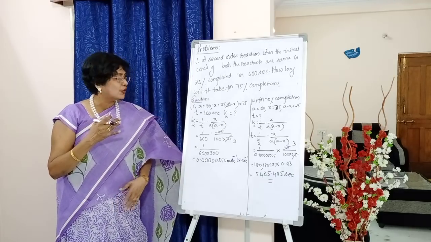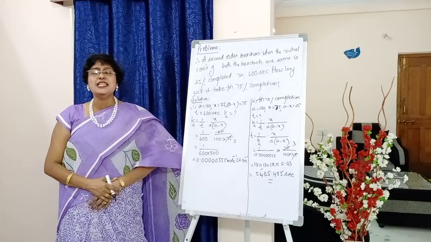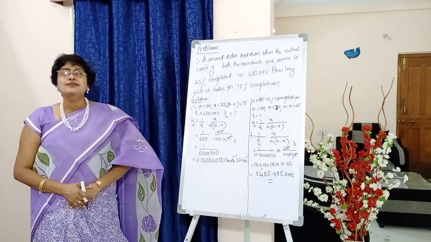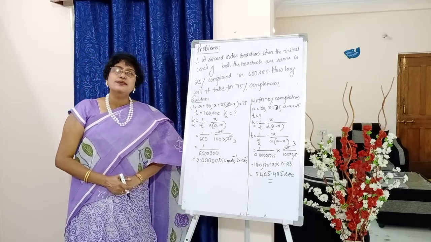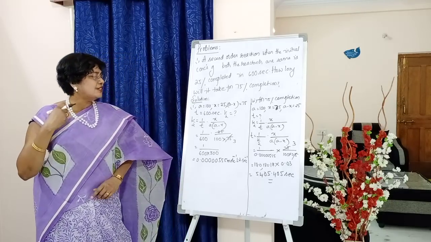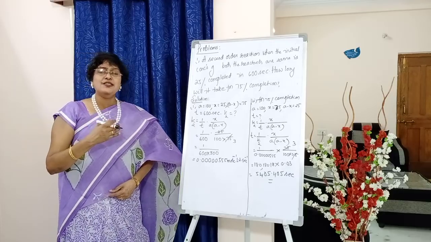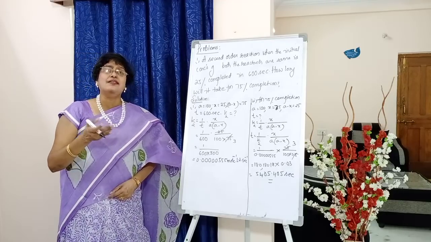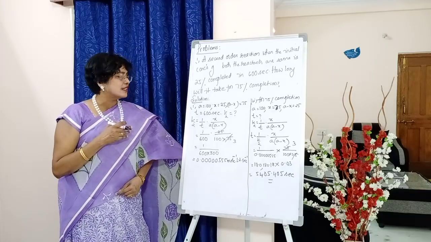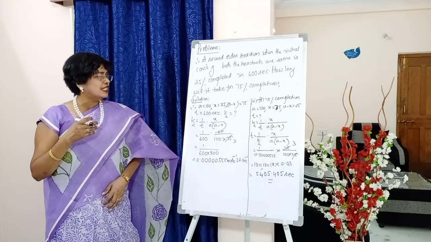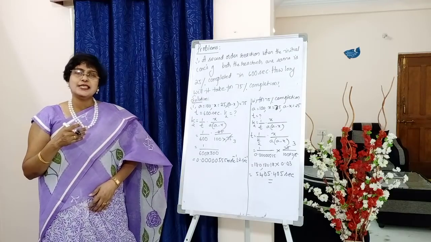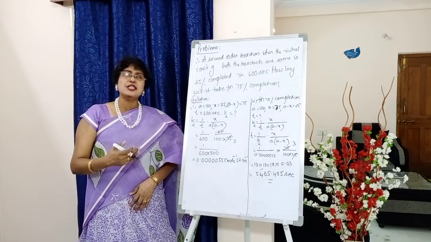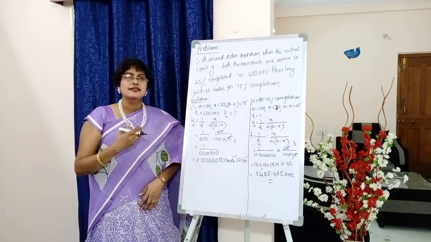Do you remember? I have written it on the board. Write down please. K2 is equal to 1 by T into X by A into A minus X. This we have derived in the last class. So K2 is equal to 1 by T into X by A into A minus X. Have you written the expression, students? Now substitute the values.